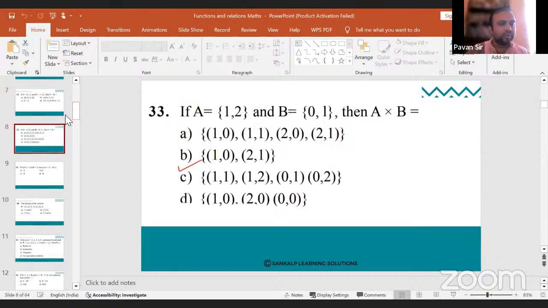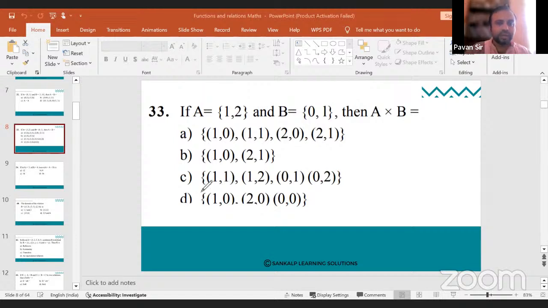Next question. If A is 1, 2 and B is 0, 1, then A cross B is what? Here the options are different. Please make it correct and just try to solve this. Again, 5 to 6 seconds I will give you. Quick answer I need. What is A cross B? Option B, option A, some are giving.